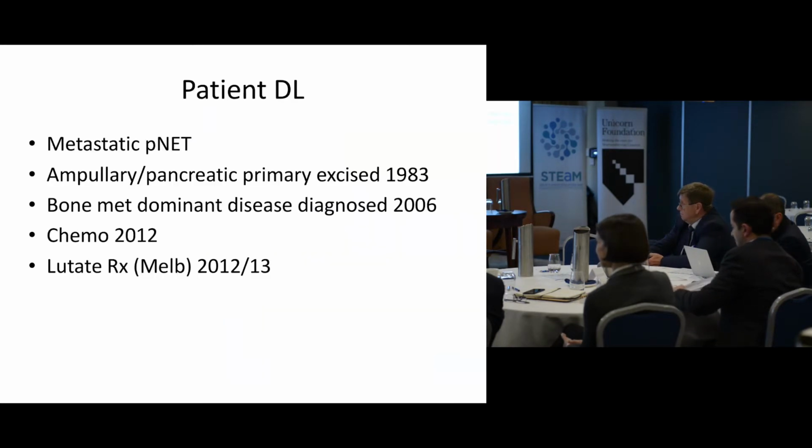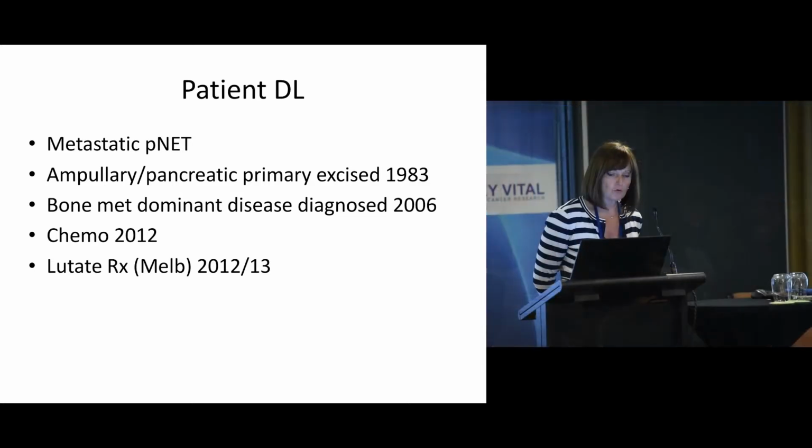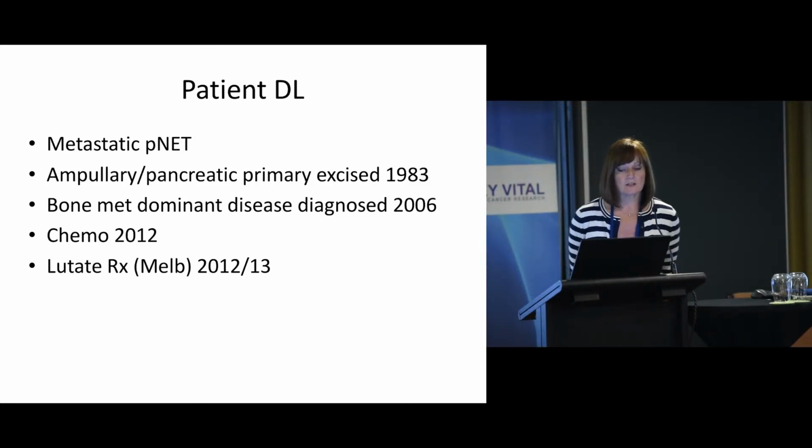This next patient is a little simpler. She had an ampullary pancreatic primary excised as far back as 1983. It wasn't until 2006 that she got bone metastatic disease. And in 2012 had some chemo, some lutate down in Melbourne in 2012, 13, or it must have been 13. So here we are with a scan showing widespread bony metastatic disease.